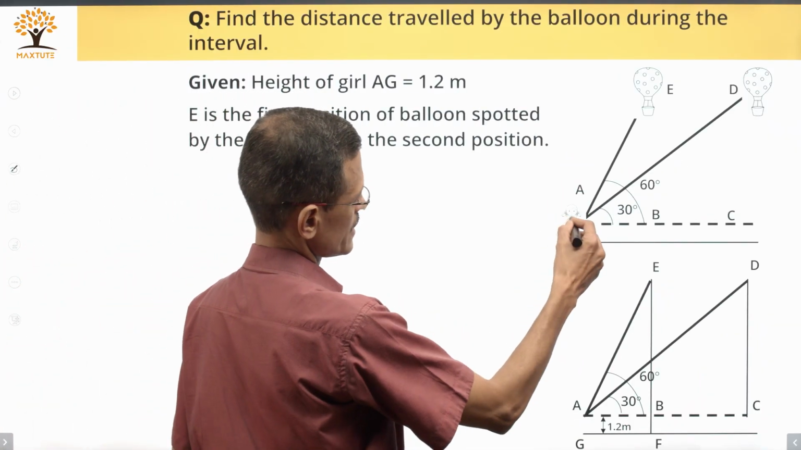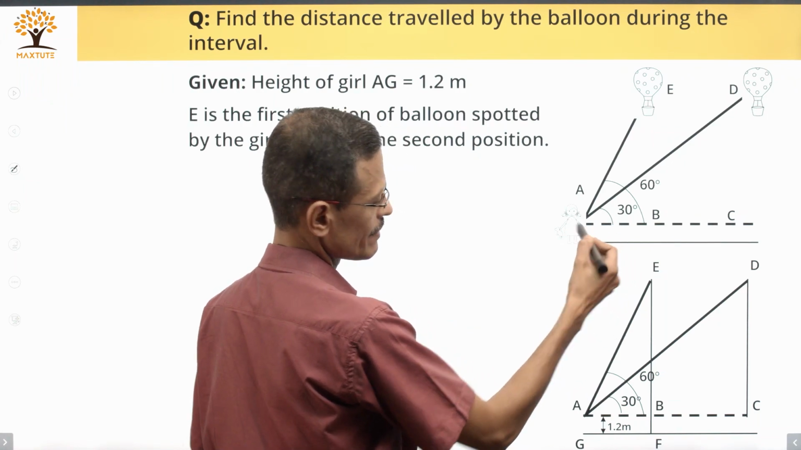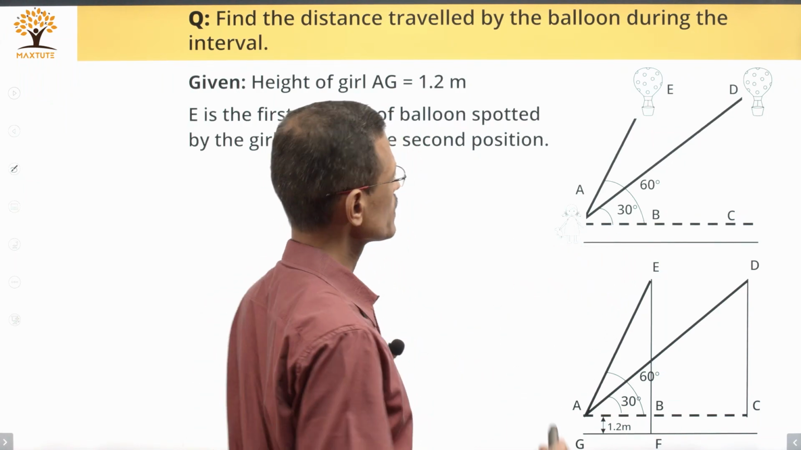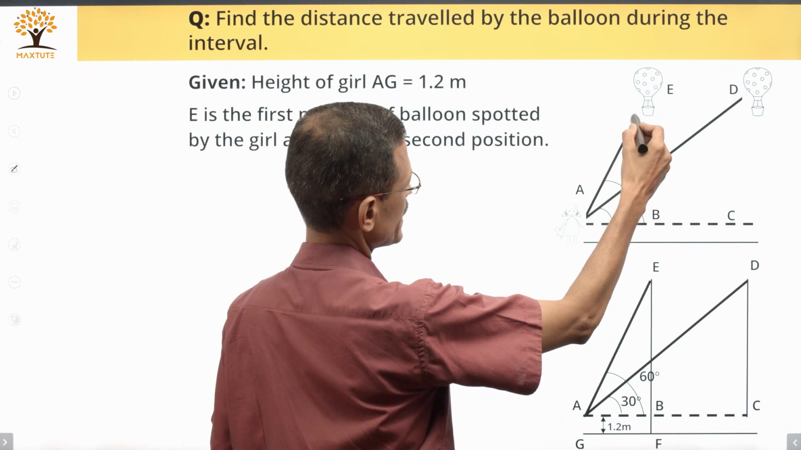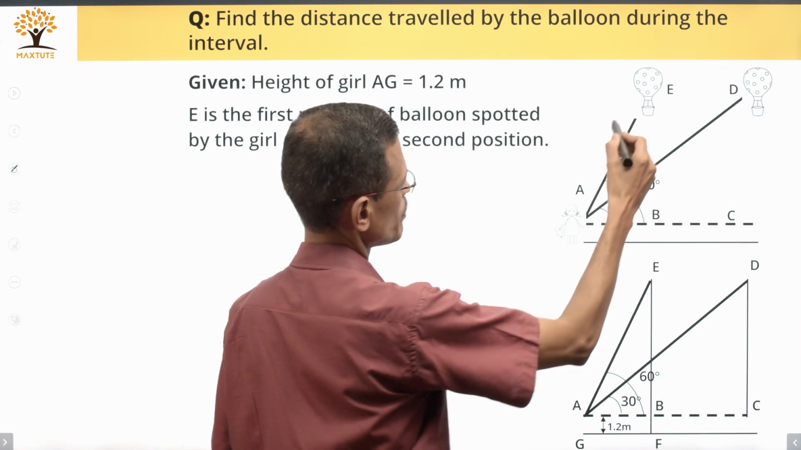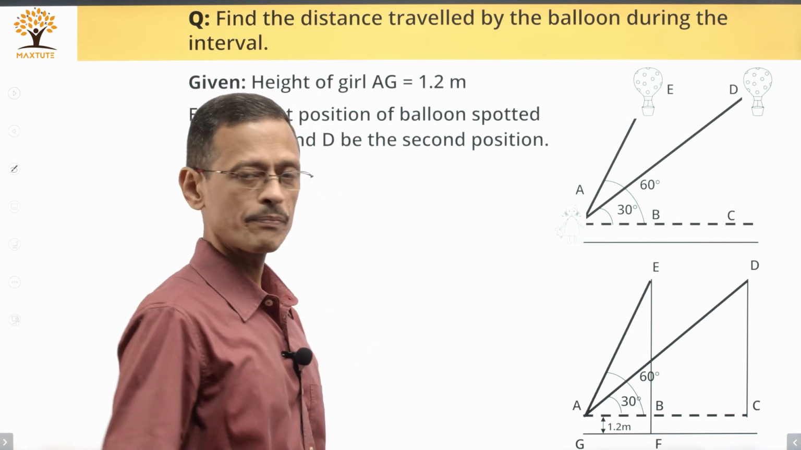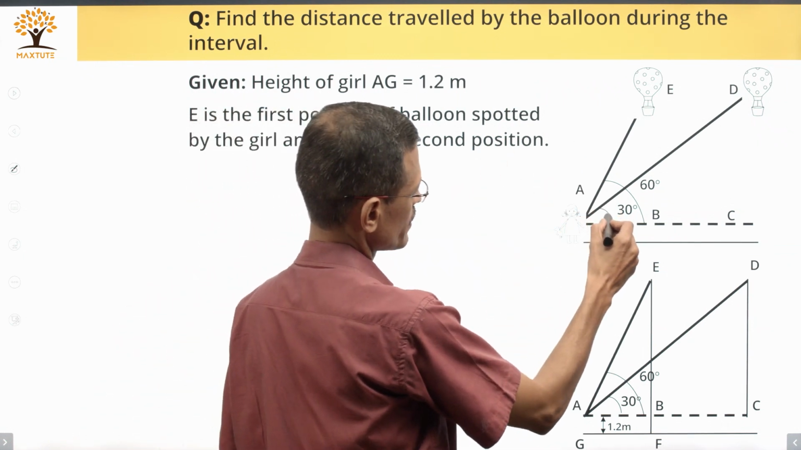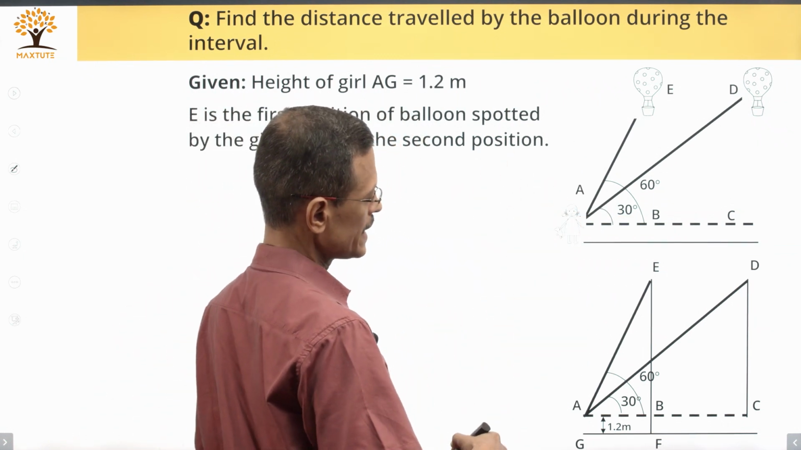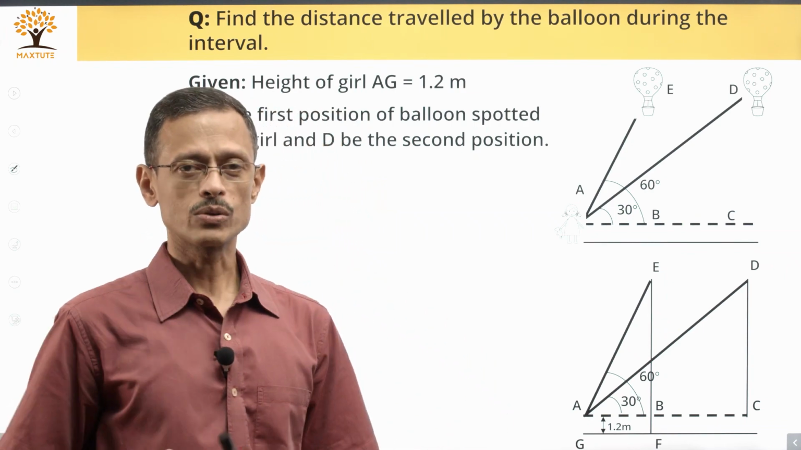This is where the girl is standing, which is 1.2 meters. Her eye level is 1.2 meters above the ground. Initially, the balloon is at point E. The angle of elevation is 60 degrees. The balloon moves in a horizontal line and the balloon right now is at point D. At that point, the angle of elevation dips to 30 degrees. What we need to find out is the distance that the balloon has moved.